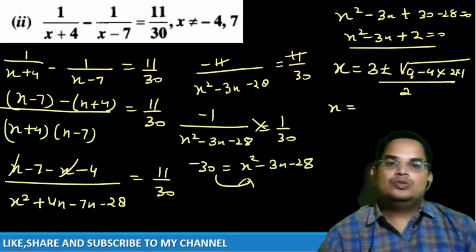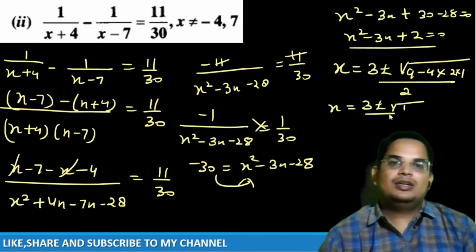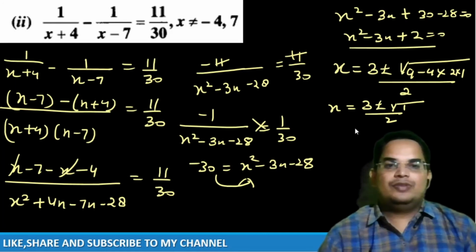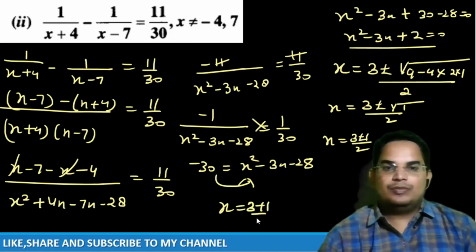x is equal to, is it not visible to you? Yeah, it is visible to you. Fine. x is equal to 3 plus minus root of 9 minus 8, which becomes 1, upon 2. So now the final answer is here. x is equal to 3 plus minus 1 upon 2. So what you can say? You can say x is equal to 3 plus 1 upon 2 and 3 minus 1 upon 2.